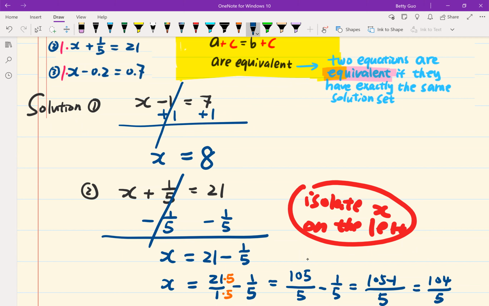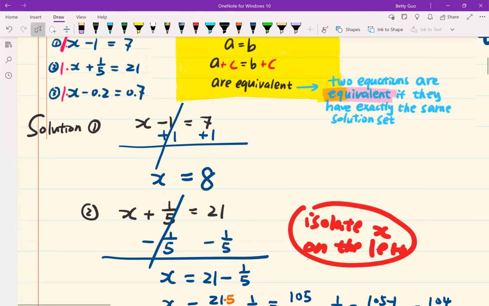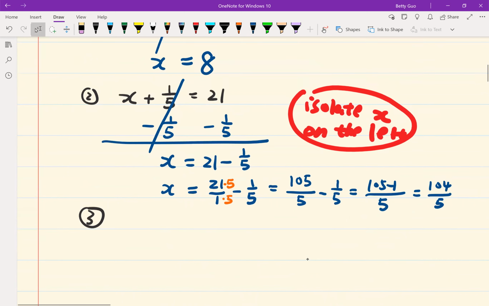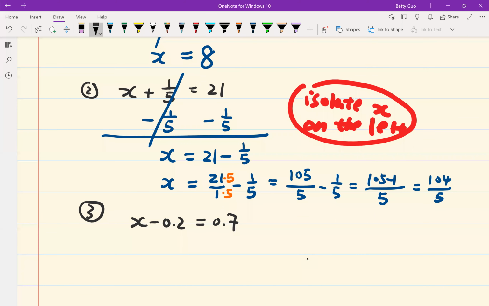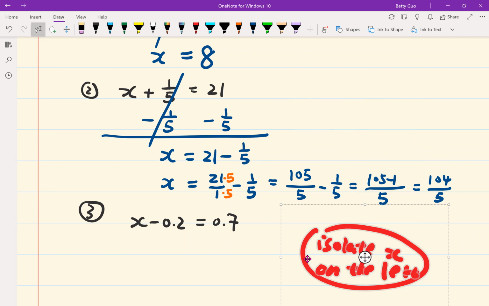It's also isolating the x on the left, right? We also applied the addition property of equality. Number 3. You see the 3 problems, 3 examples, the 3 equations, although they have a similar pattern, this one is a whole number, number 2 fraction, number 3 decimals. So we're gonna apply all of them. Number 3, x minus 0.2 equals 0.7. Good news: after test 1, you are able to use a calculator for the test, so you don't have to worry about the calculation part.